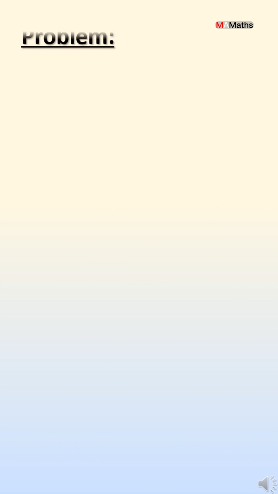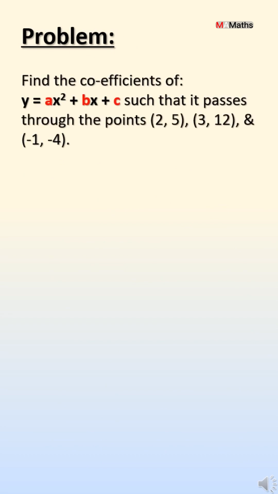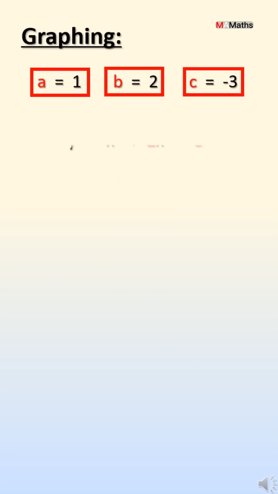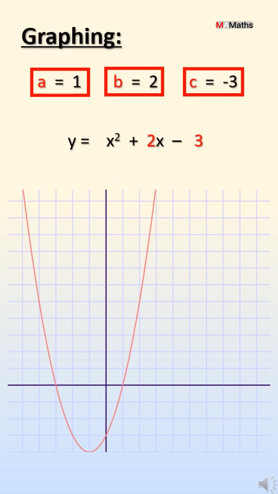In the previous slide, the problem was finding the coefficients of y equals ax squared plus bx plus c such that it passed through those 3 points, (2, 5), (3, 12), and (minus 1, minus 4). Well, we worked out a is 1, b is 2, and c is minus 3. That leads us to the quadratic y equals x squared plus 2x minus 3. Here's the confirmation. We can see the quadratic there, the parabola, and indeed those 3 points are on that curve.